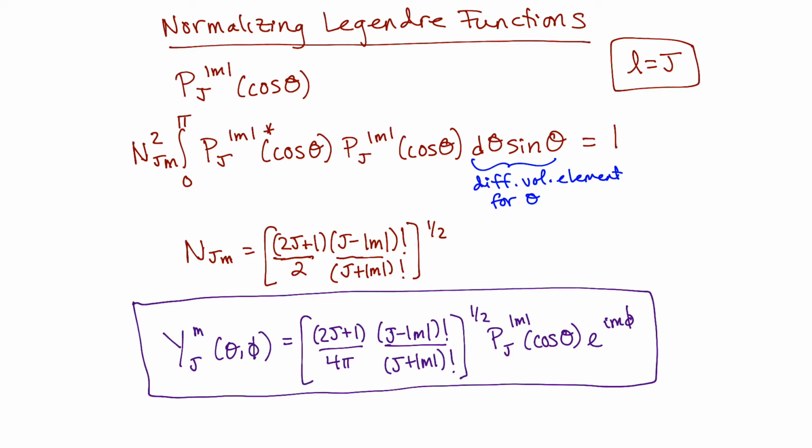And if we put everything together that we've done between our phi and our theta components of the spherical harmonic wave functions, we end up with this full equation here, where we have our spherical harmonic notation, where we see that Y is a function of theta and phi, and it depends on quantum numbers J and M.